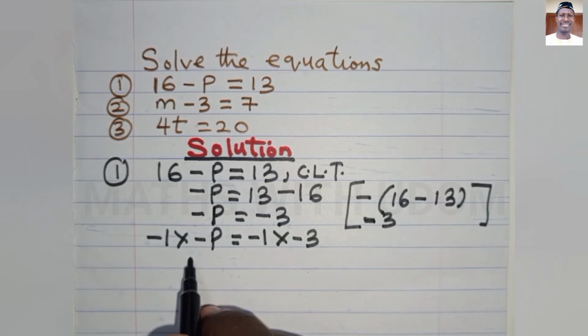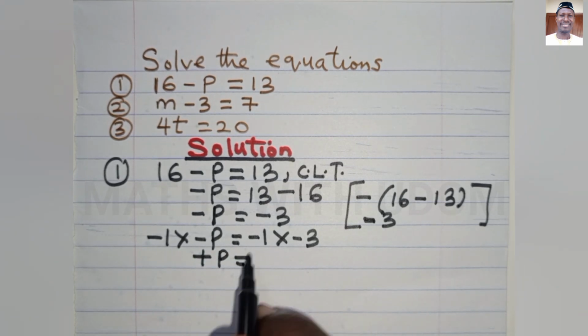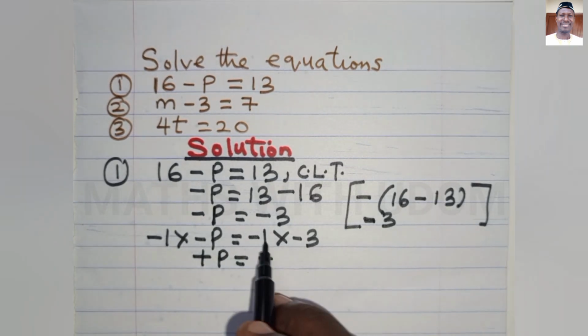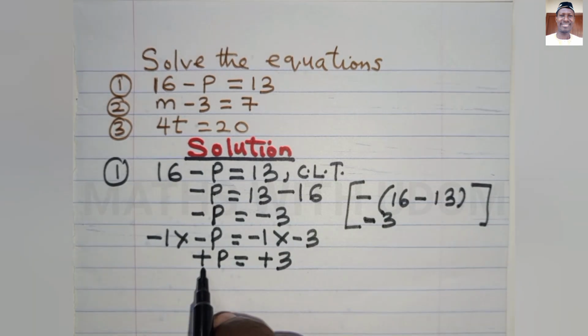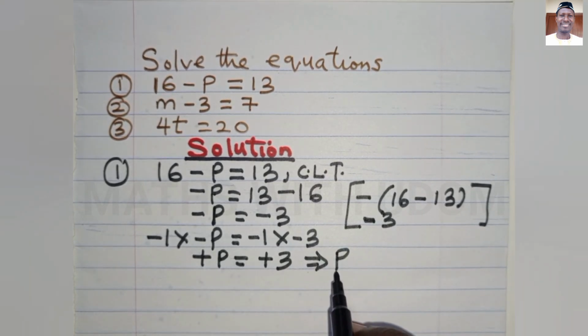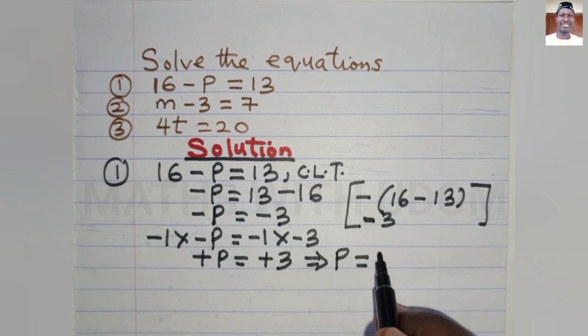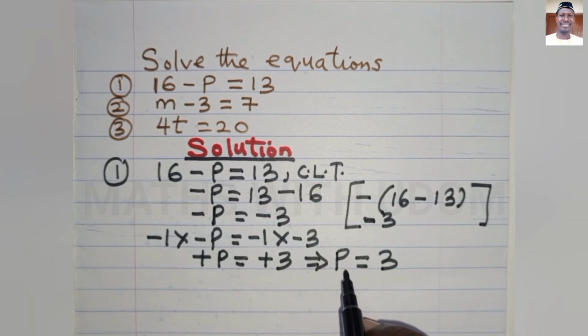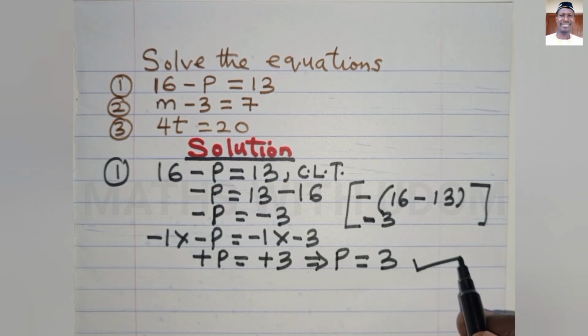So minus times minus is plus. 1 times p is p, equals to minus times minus is plus, 1 times 3 is 3. So the positive sign can be removed. Instead of writing plus p, I can write p, because there's an invisible plus before the p, equals to plus 3, which is the same thing as 3. So our answer is p is equal to 3, which is our correct answer.